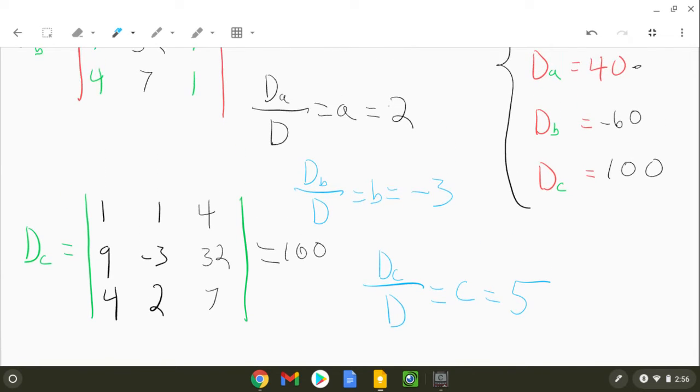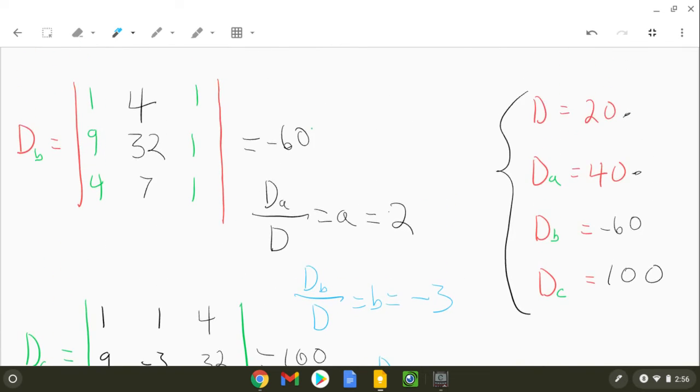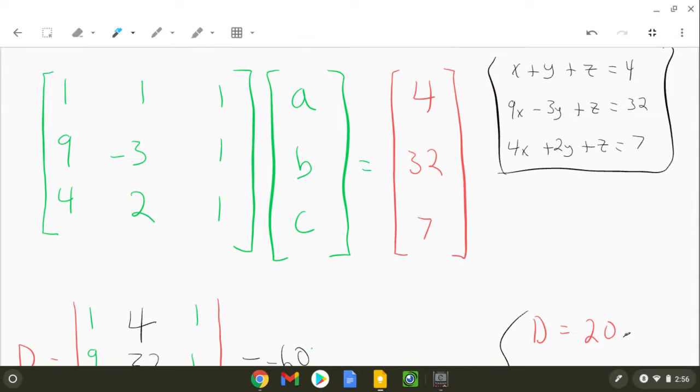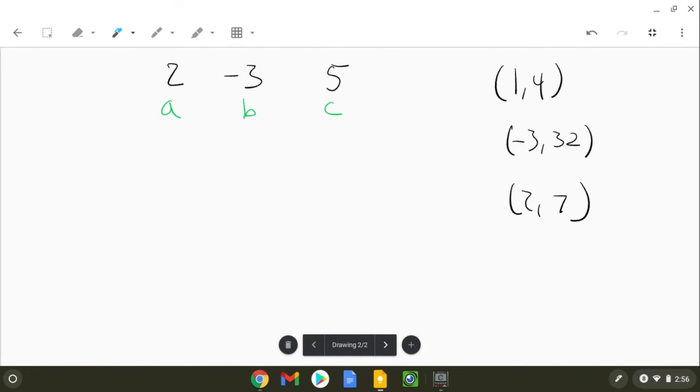So these three numbers, 2, negative 3, and 5, those are our solutions for this original equation, but in A, B, and C. So 2, negative 3, and 5.